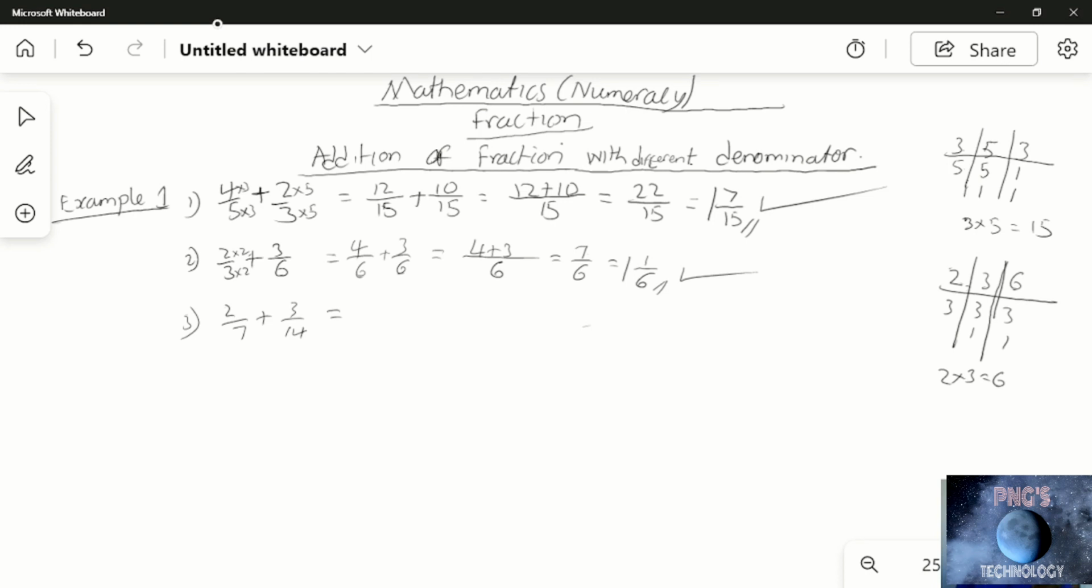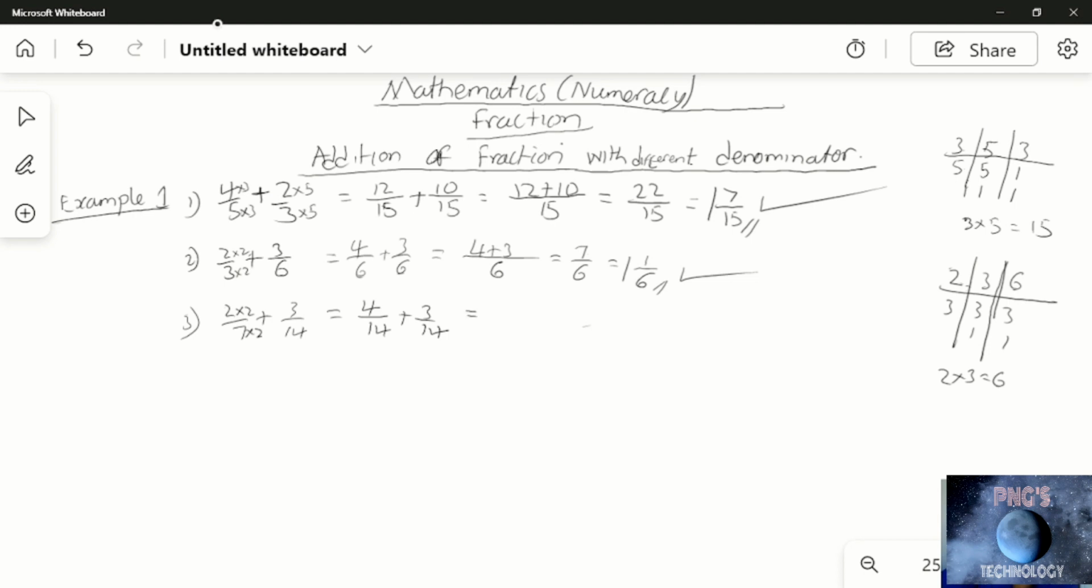Why? Because 7 exists in 14. By how many times? By times 2. 2 times 7 is 14. So we can equally integrate 7 to become 14 by giving it a multiplier of 2. So you can say 7 times 2 will give us 14. So raise this times 2 up to the numerator, times 2. So from here we can say 2 times 2 will give us 4, all over 7 times 2 is 14, plus 3 over 14.